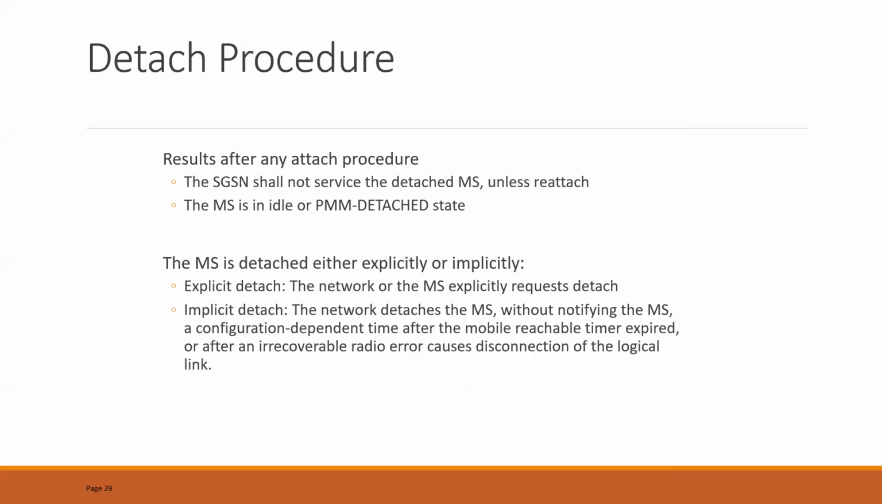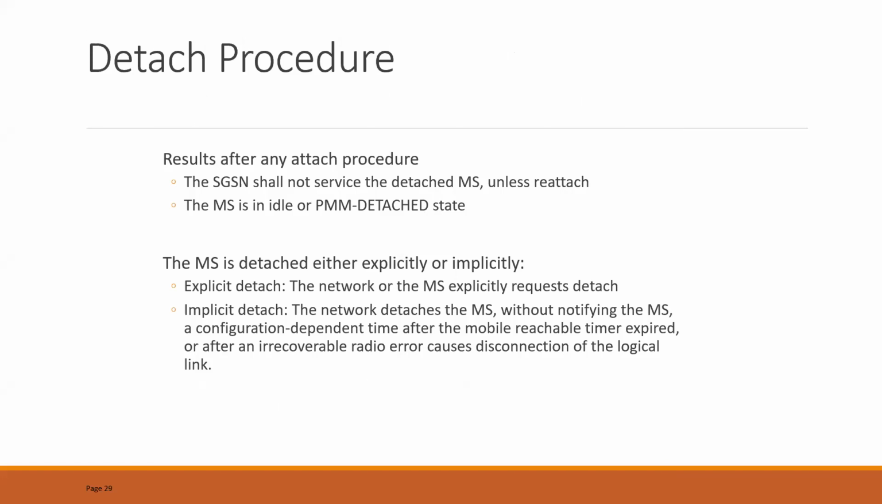Okay, so at the end of the detach procedure, what happens? The SGSN shall not serve the detached MS unless it reattaches. So unless your MS sends an attach request again, it will not be served, and your mobile station gets into the PMM detached or idle state in 2G, and in 3G you go into the PMM detached state. So unless an attach request is sent, you will not be able to use the data services.